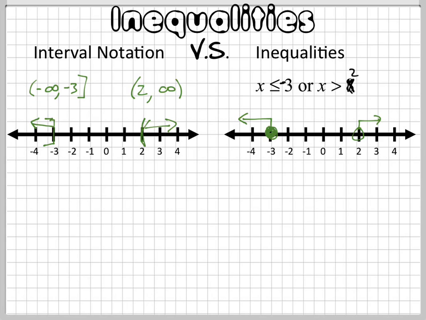Now, this is not two solutions. It looks like it. You have to put a U right here, a union. Union means or. You must write union for interval notation. What you're saying is both of these make my solution. If it satisfies one of these intervals, then you know that it is a solution.